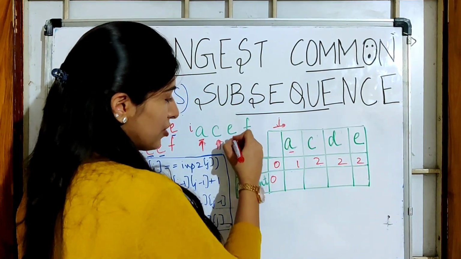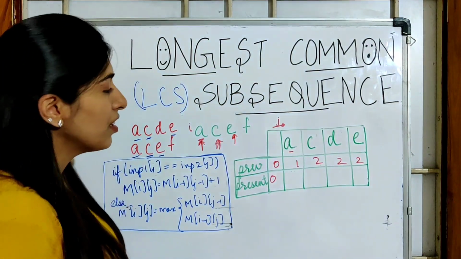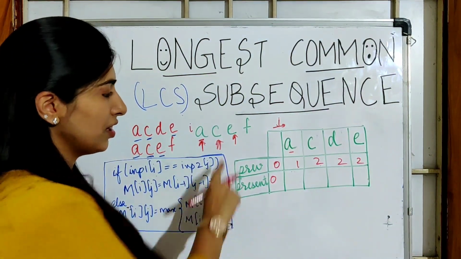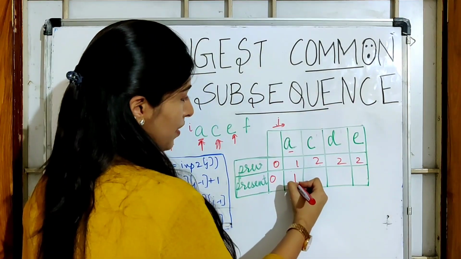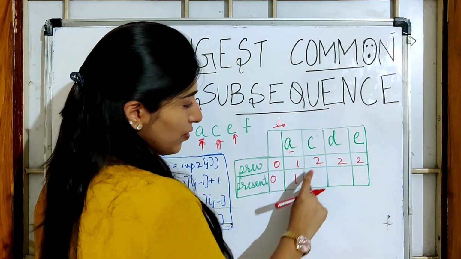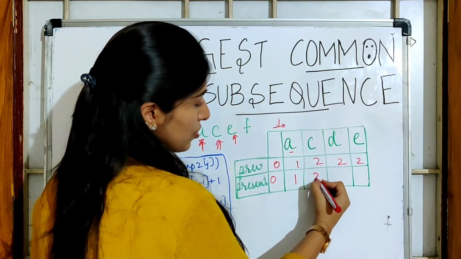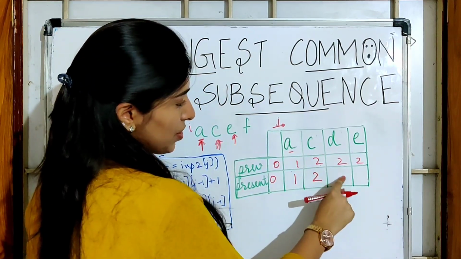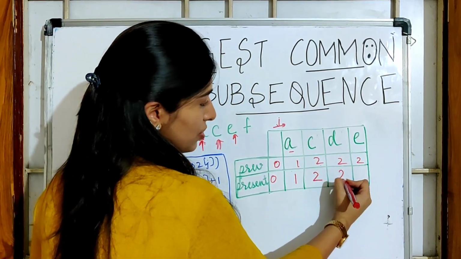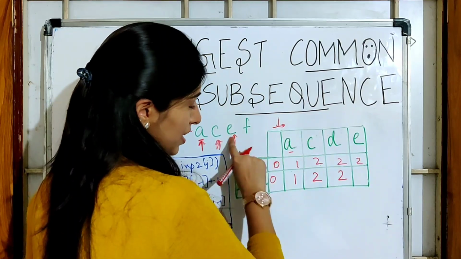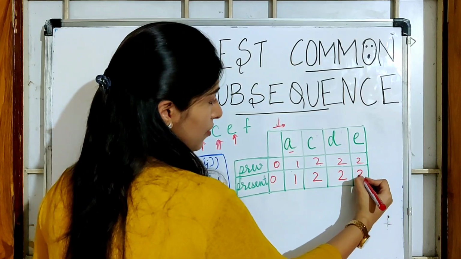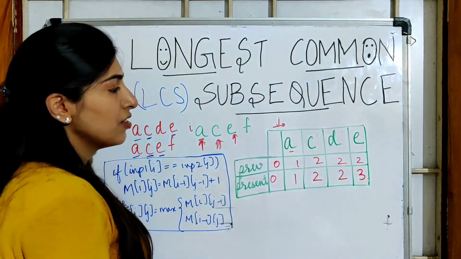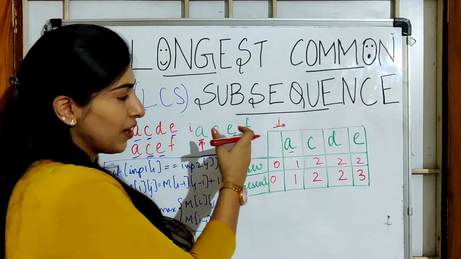Now let's go to our next row, which will be for E. Okay, so now we will be comparing to E. E and A are not the same, so the value over here will be the max of these two, which is 1. E and C are not the same, so the value over here will be the max of these two, which is 2. E and D are not the same, so the value over here will be the max of these two, which is 2. E and E are the same, so the value over here will come from here plus 1, which will be 3.